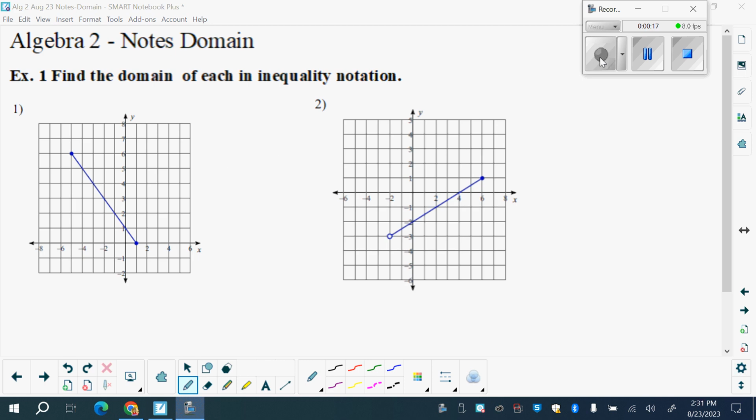Okay, so we are going to find the domain today. Domain is what? X values. So what's different here about this graph in number 1 than what we did before?